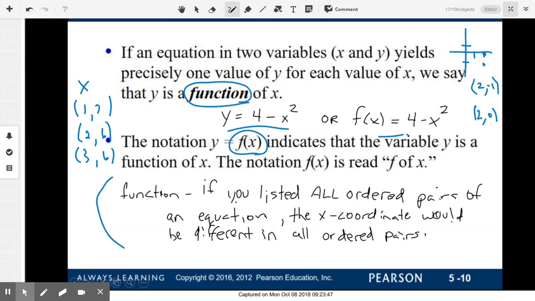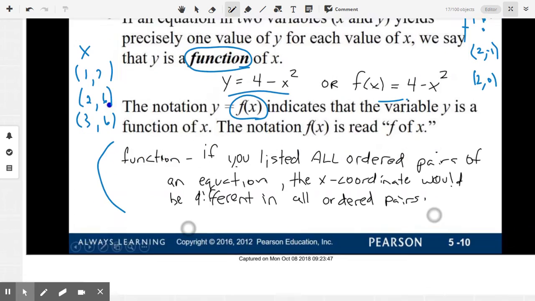So I could have two ways I could write that equation. This is in function notation. This is not. Obviously, if something is not a function, you cannot write it in function notation. Okay?